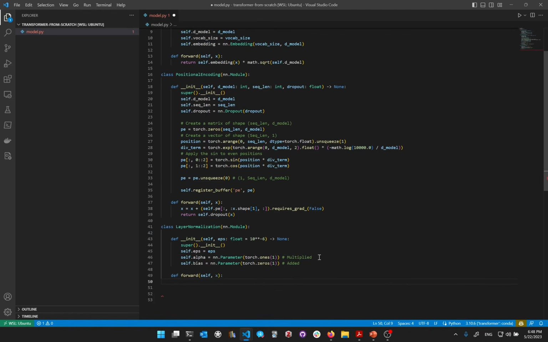Okay, as you remember, we need to calculate the mean and the standard deviation, or the variance, for both of these. We will calculate the standard deviation of the last dimension, so everything after the batch, and we keep the dimension. So this parameter keepdim means that usually the mean cancels the dimension to which it is applied, but we want to keep it.